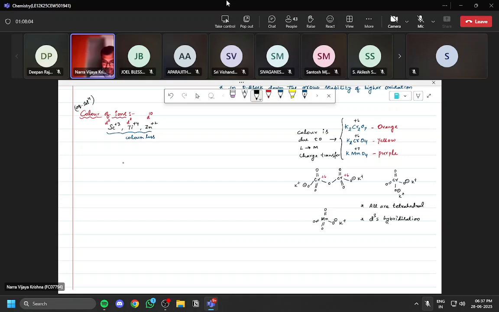I am talking about vanadium. Vanadium plus 2, vanadium plus 3, vanadium plus 4, in different oxidation states. Scandium, titanium, vanadium. 23 means 4s2, 3d3. Plus 2 state, D3. Here D2. Here D1. If it is vanadium plus 5, colorless. As the number of unpaired electrons in d orbitals changes, color also changes.